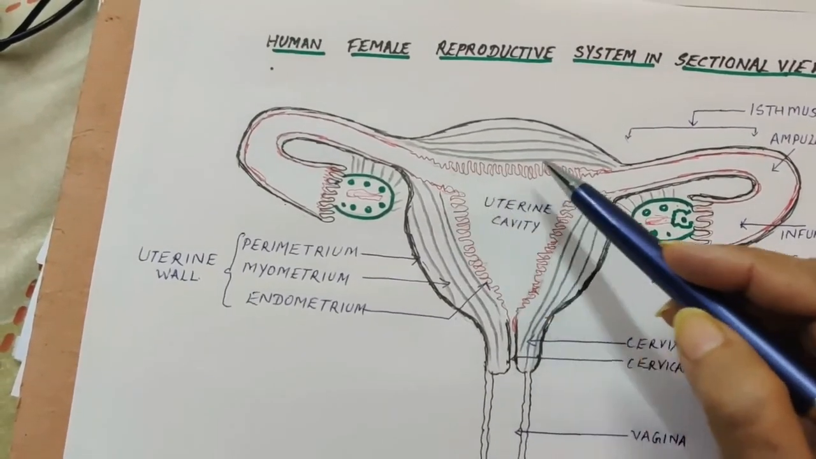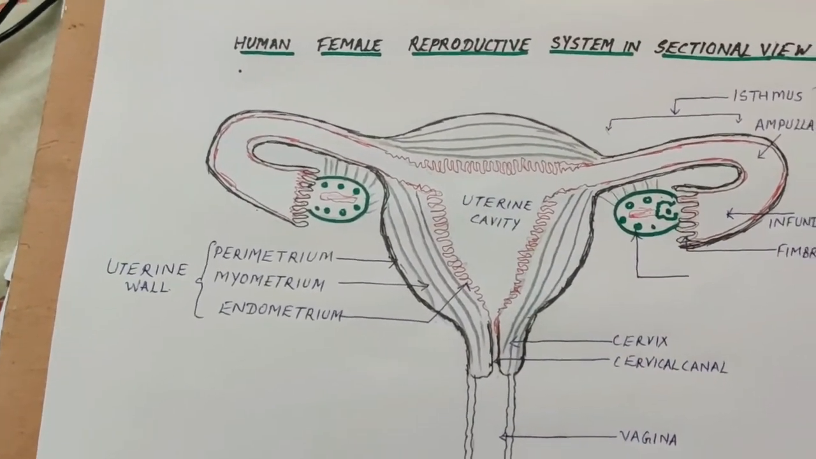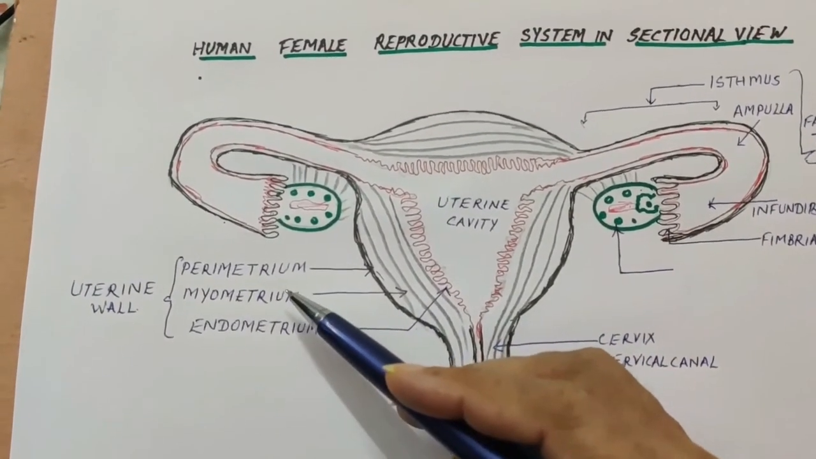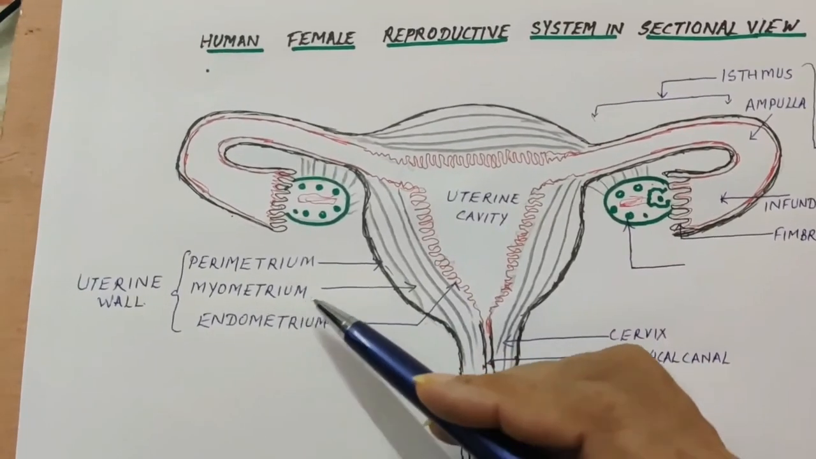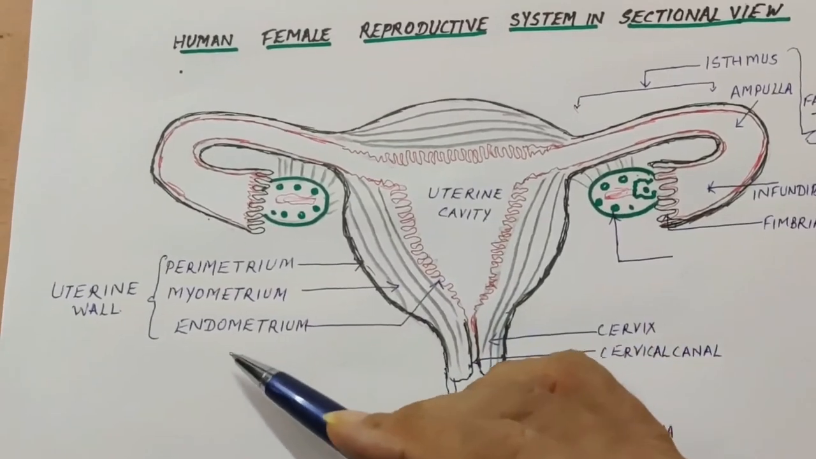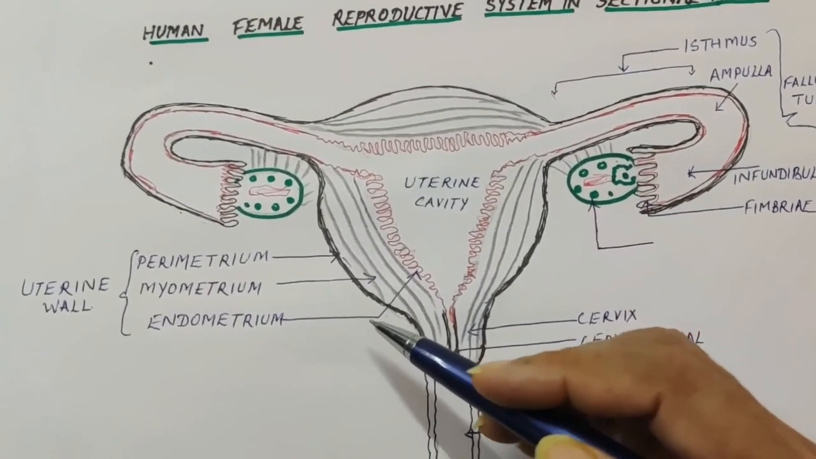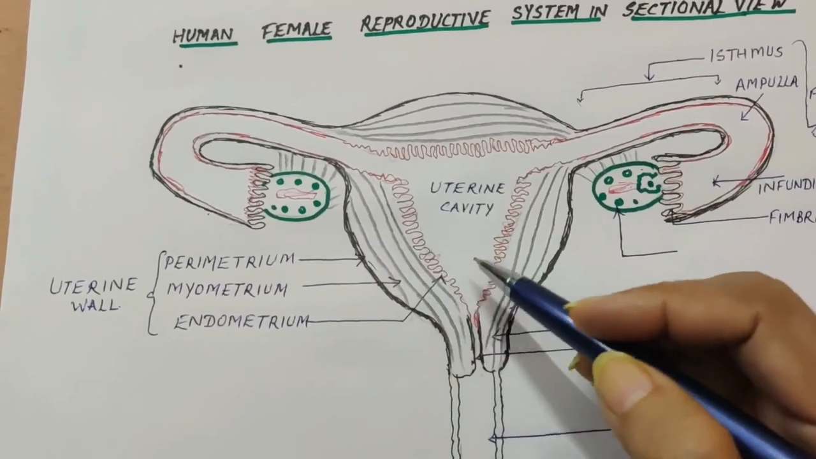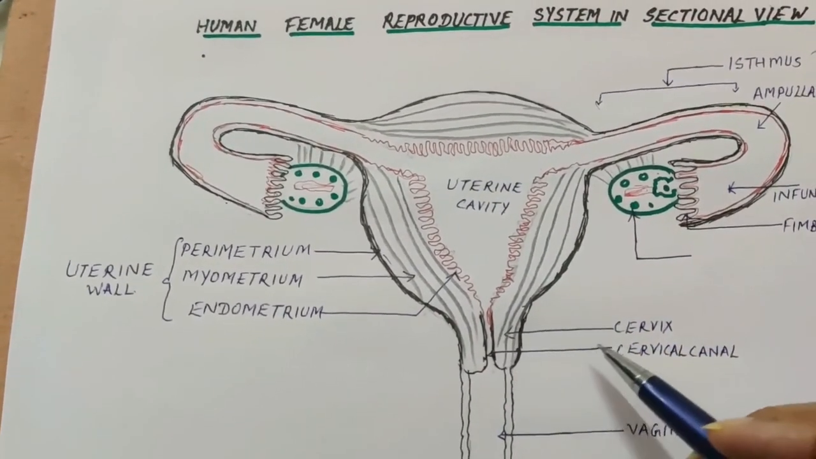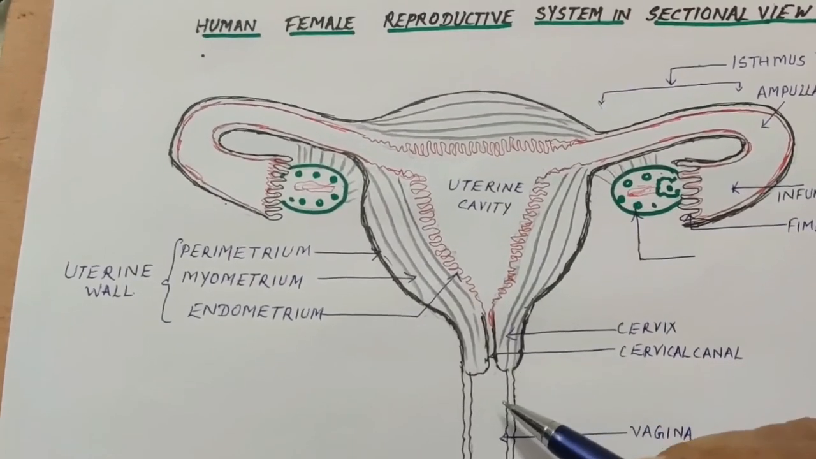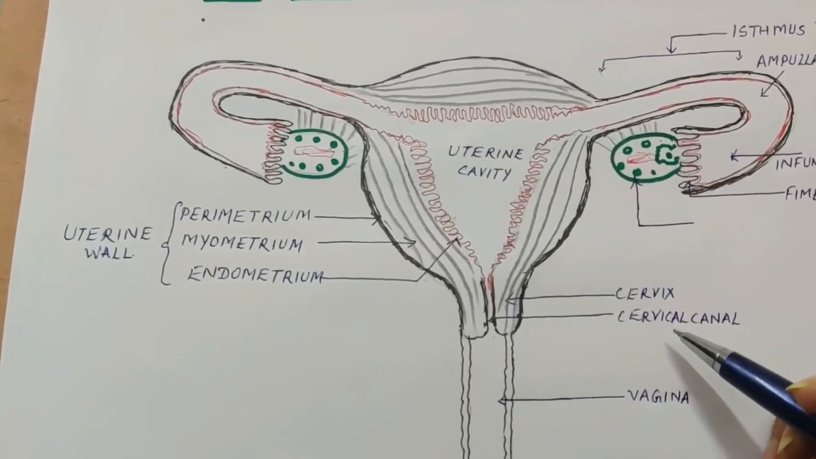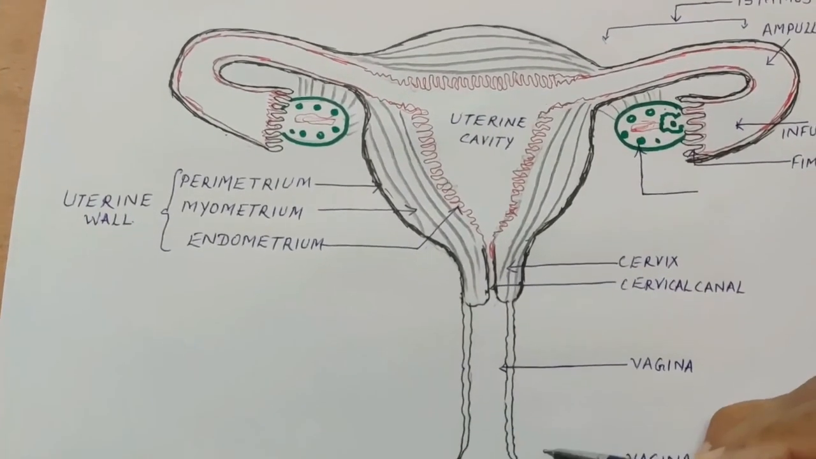On the other hand, the uterus has three layers in its wall: the outermost mesothelial perimetrium, its protective layer, then the myometrium, the very thick smooth muscle layer, and of course the endometrium, which is the glandular layer that undergoes many changes. Then the uterine cavity, the neck of the uterus, the cervix, and the cervical canal, which along with the vagina will serve as the birth canal, and then of course the vagina, which is wider and longer.